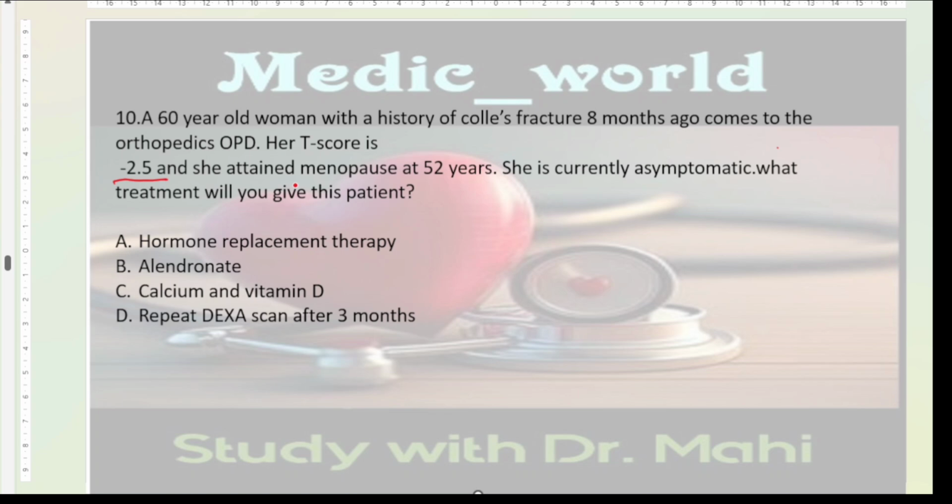This is a case of osteoporosis because an elderly postmenopausal woman, 60-year-old, with Colles' fracture, menopause at 52 means postmenopausal female, elderly female, presents with Colles' fracture. T score is minus 2.5. All of these suggest the diagnosis of postmenopausal osteoporosis, and the treatment of choice for this condition is bisphosphonate, such as alendronate. So the answer is option B.